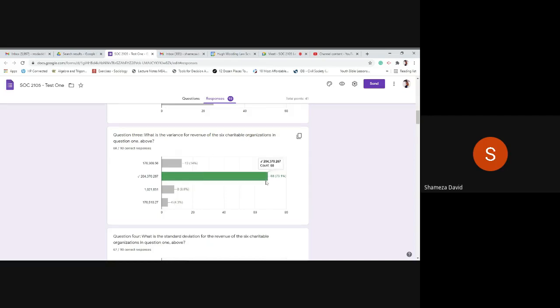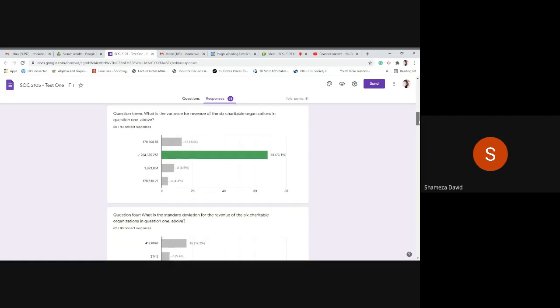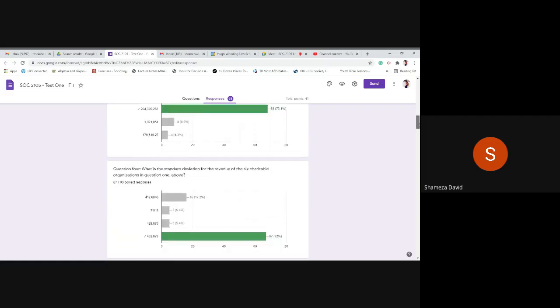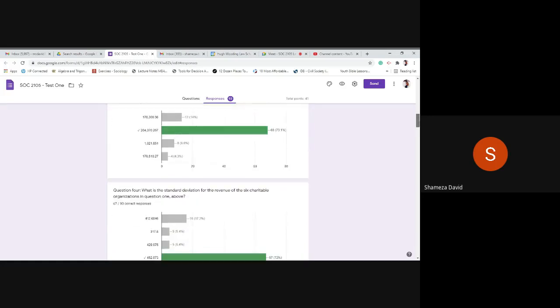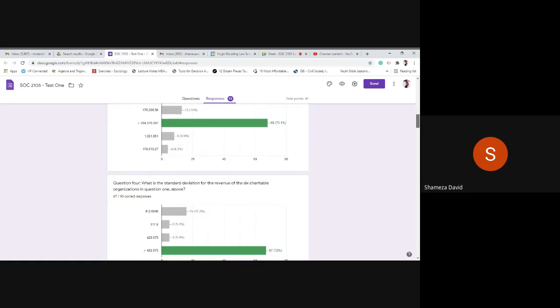So having done that, you see 73.1% of the class got this correctly as well. In this case, it was 204,720.267. And so 68 of the 93 persons got this correct. And so when I was saying in a previous class that the calculation questions were done fairly well, in that more than half, close to a quarter of the class actually got most of these correct.